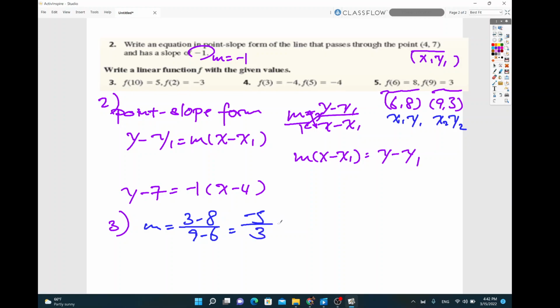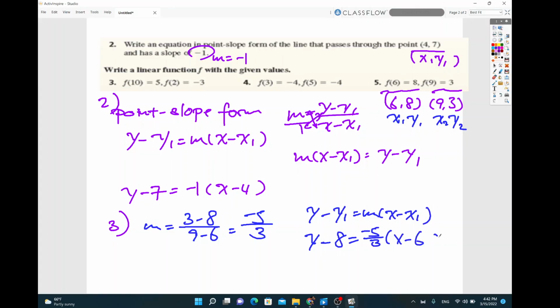Once we find the slope, using that in the point slope form, y minus y1 equals the slope times the quantity x minus x1. So again, plug in the numbers: y minus 8, then the slope, negative 5 thirds, and then x minus 6. Okay, so that'll be the point slope form. Sometimes your teacher probably asks you to derive it all the way from the point slope form to the slope intercept form. We can always do that, distribute on both sides.